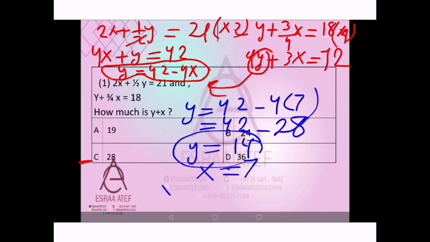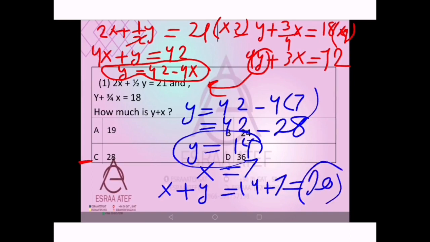Okay, he wants x plus y, so 14 plus 7. If we add them to each other, it's nearly 20. Okay, because it's by rounding. So which one is near to it? Which is 19.